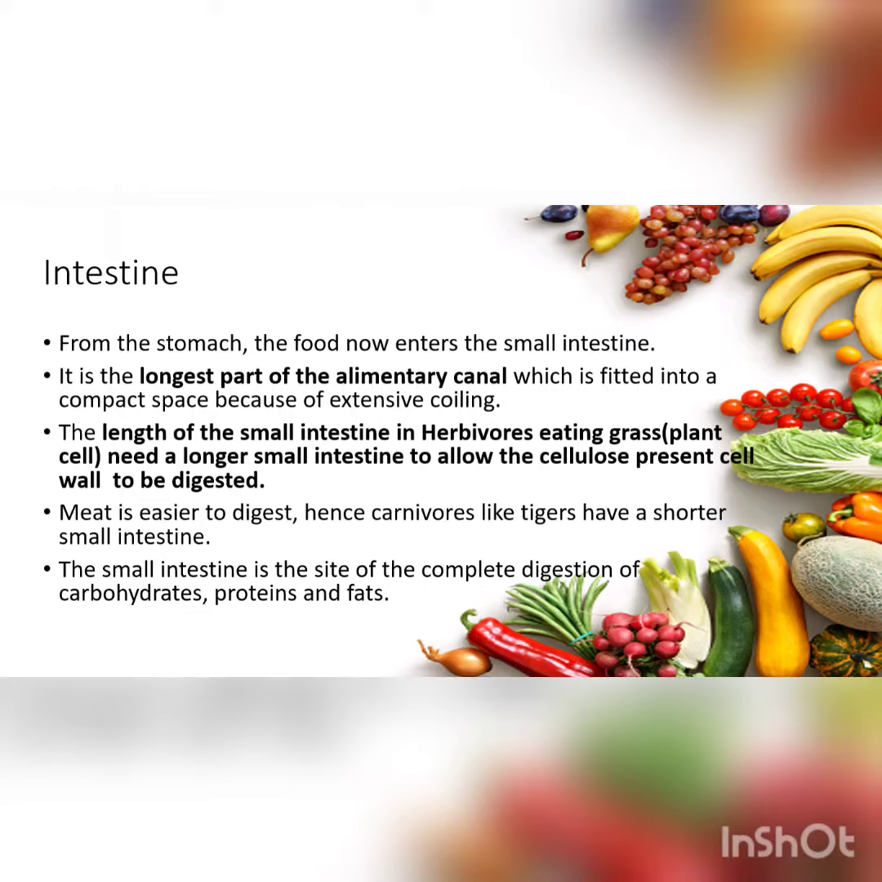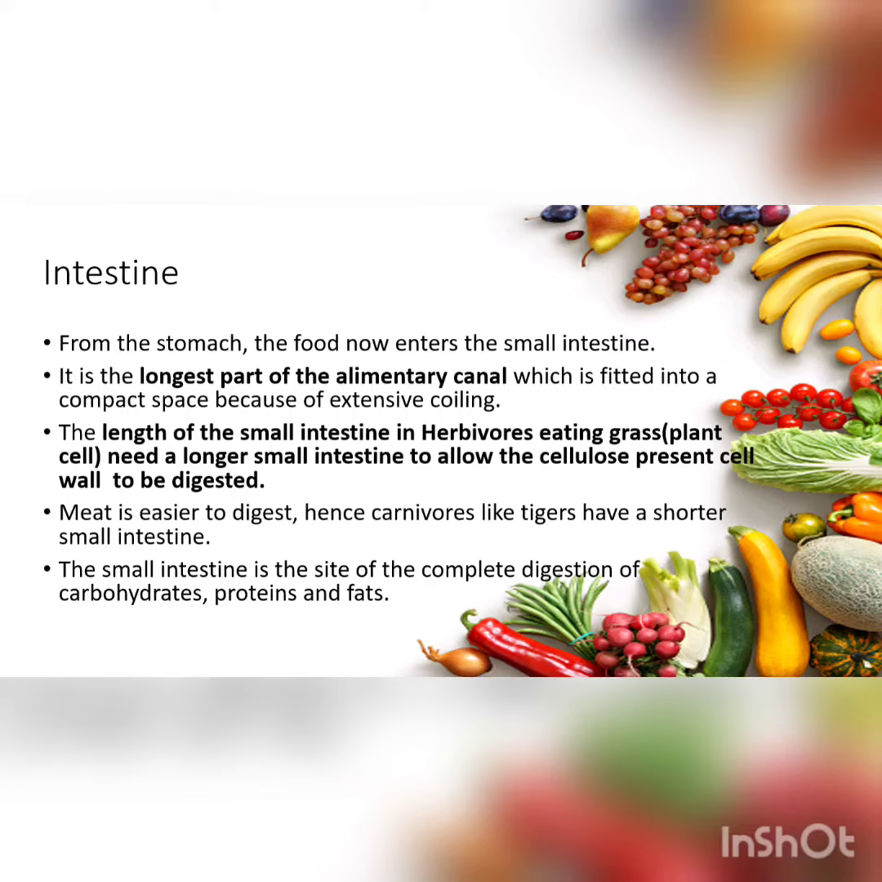In herbivores, the small intestine is longer as compared to carnivores because herbivores have to digest cellulose present in the plant cell. Therefore, herbivores need a longer small intestine as compared to carnivores.